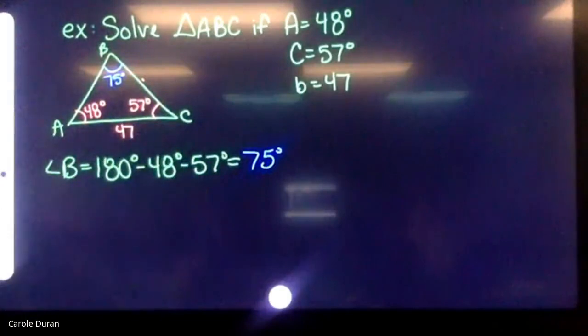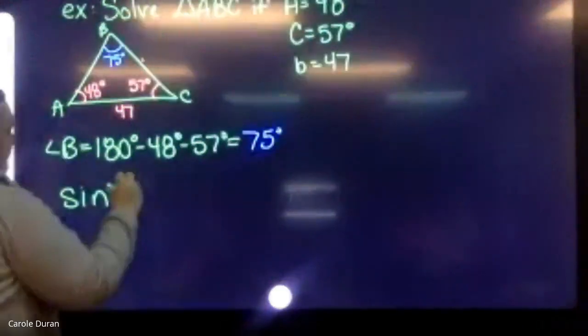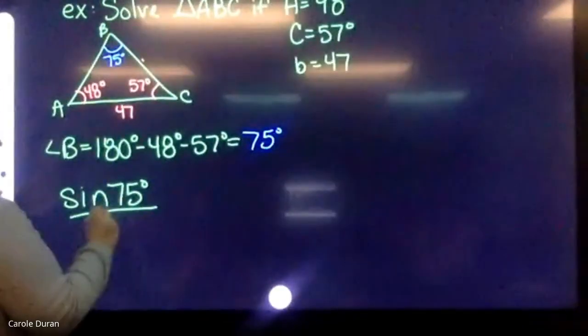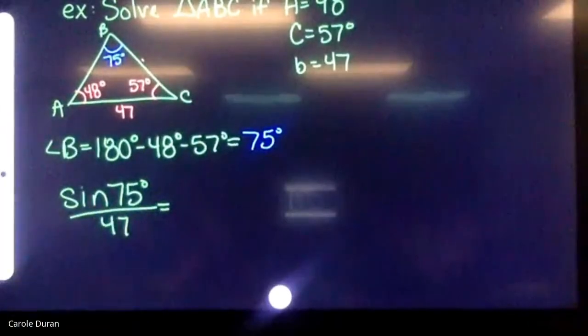So now I know that angle B is 75, which means I have one complete angle side pair. So that's what I'm going to write first before I decide what I'm solving for. So my complete angle side pair is B, which means I have sine of 75 degrees over side b, which is 47. And this is going to be equal to another angle side pair with the missing piece still there.